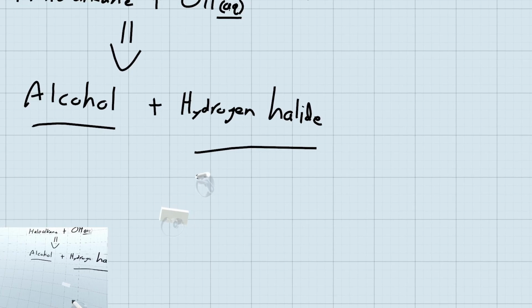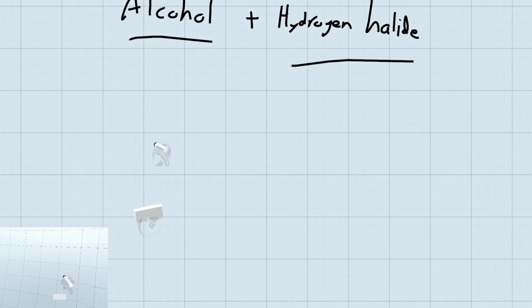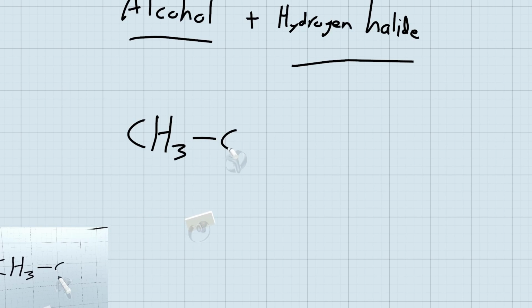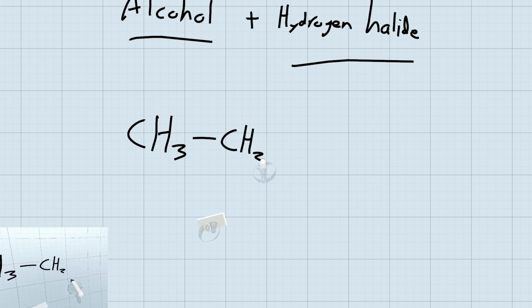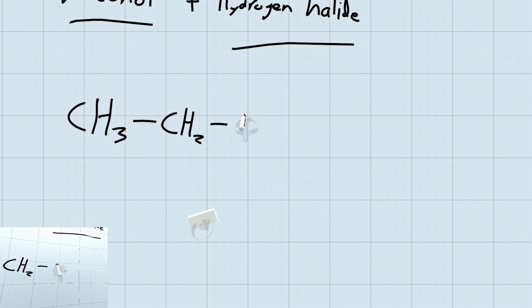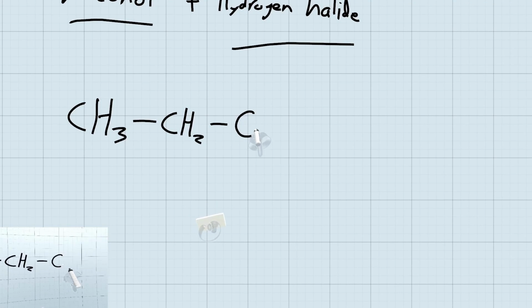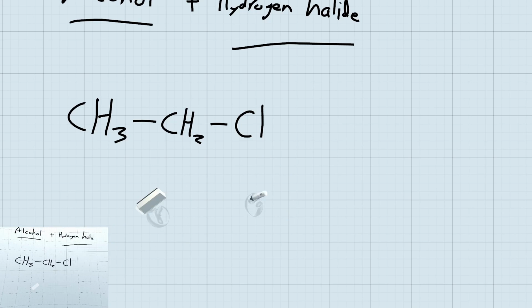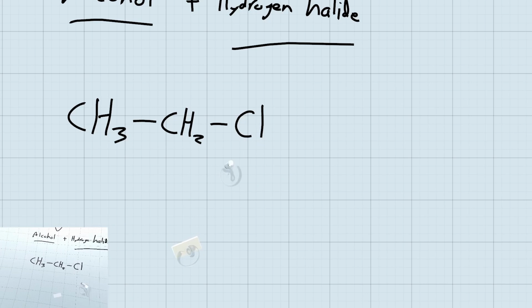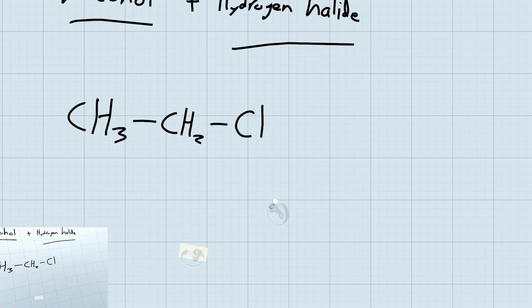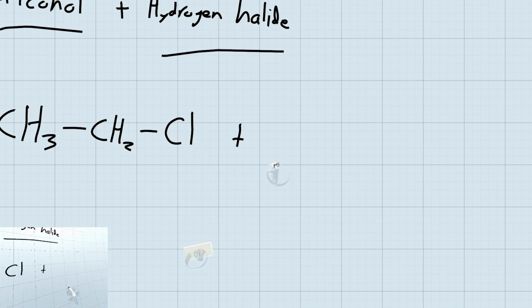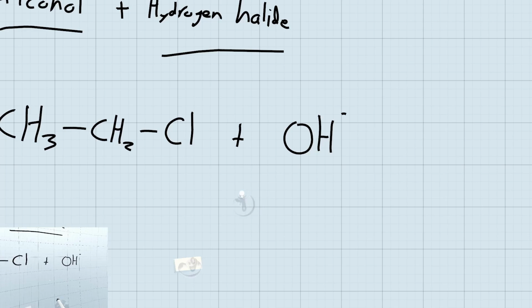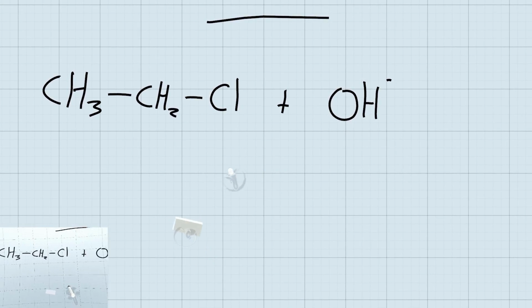How does this look in terms of a chemical formula? Well, we can represent this as CH3 CH2 with a, say, I don't know, we'll go for chlorine because it's easier with the chlorine. So this will be chloroethane, right? It's got a chlorine, it's on an ethane, chloroethane. We're going to be reacting this with a hydroxide molecule, right? It's negatively charged.